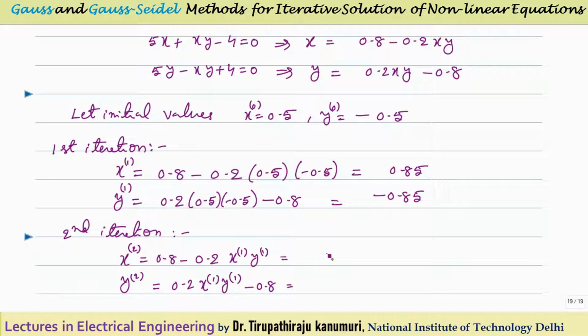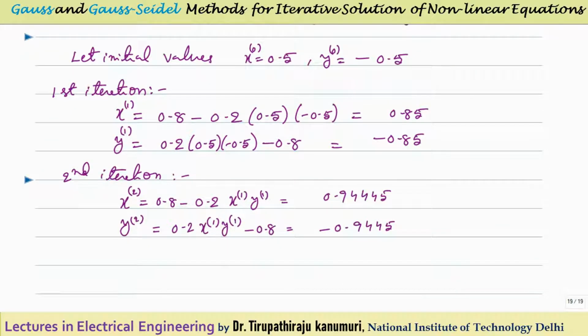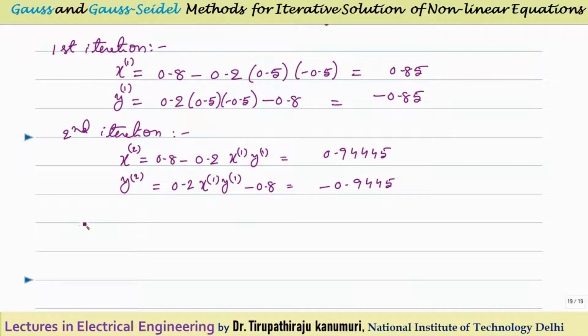you will get your answer as 0.9445 and this will be minus 0.9445. Again compare between the first and the second iterations, the difference is more, so again we have to continue. So now I am going for the third iteration. In the third iteration, what will we do?